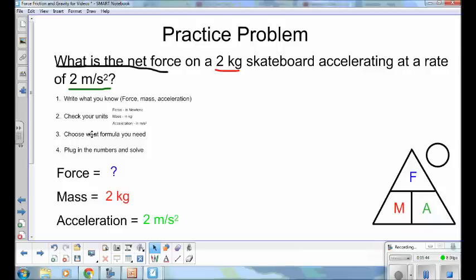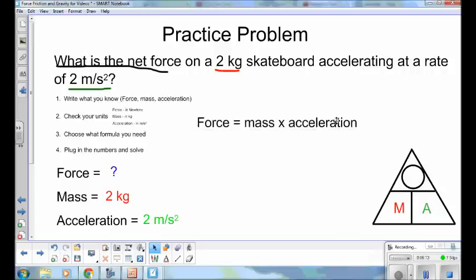The next thing I'm going to do is check my units, and I'm just going to double check my force. Well, I'm going to be looking for that in newtons. My mass is in kilograms, and my acceleration is in meters per second squared, so it's all good. Next thing I want to do is choose what formula I need. Well, I know that I'm looking for force, so I'm just going to cover up force, and I can see that force is equal to mass times acceleration. So I'm going to go ahead and use this formula. Force is equal to mass times acceleration.